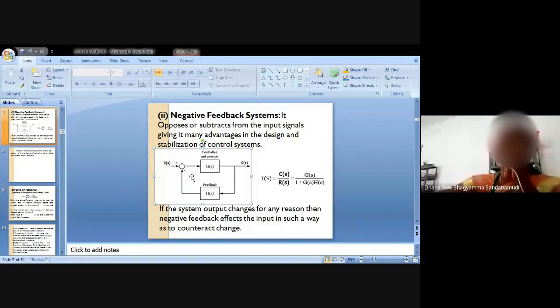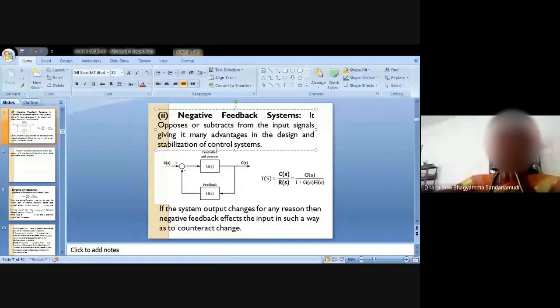If there is no error, it will be 0. If there is error, there will be some difference between R(s) and H(s) that is given to the controller. In the case of a negative feedback system, the input given to the controller is reducing. So the overall input given to the controller is reducing, and the overall gain or the response will not increase.